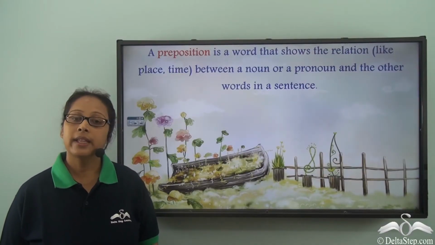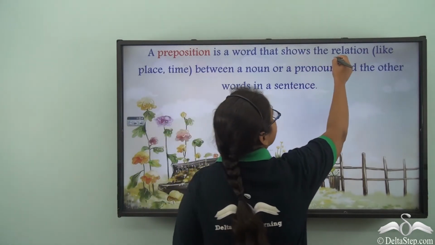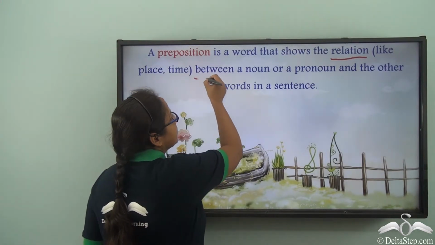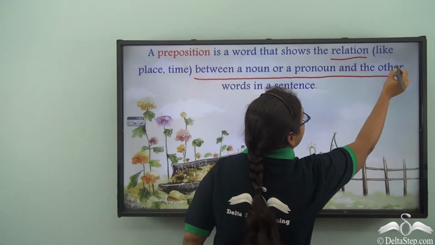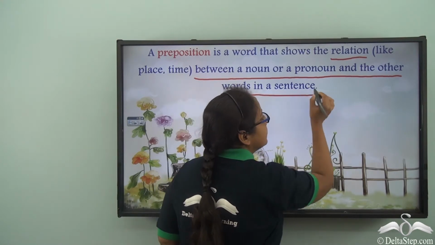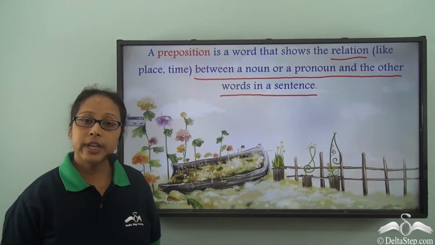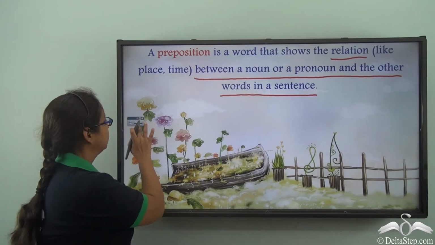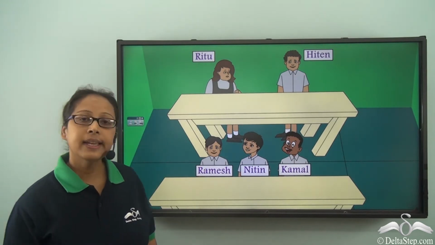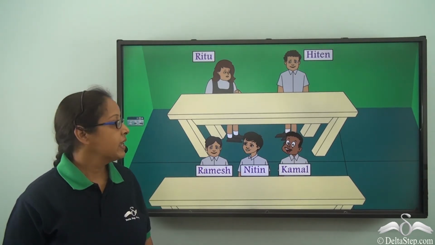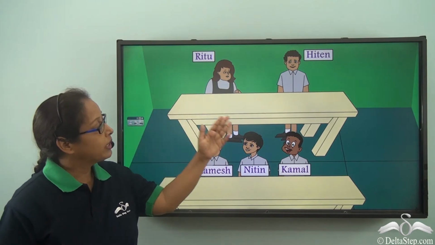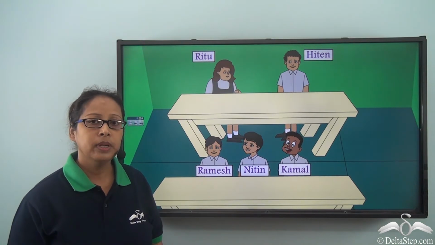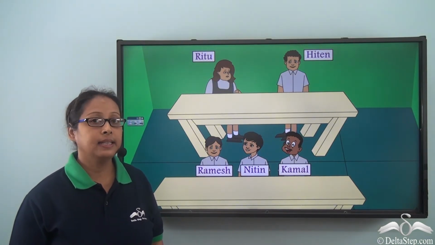Preposition is a word that shows the relation, like place or time, between a noun or a pronoun and the other words in a sentence. Today we are going to learn some more prepositions. Let's have a look. This is a picture of a classroom, and we can see that Ritu, Hiten, Ramesh, Nitin and Kamal are seated in the classroom. Now let's see where exactly they are seated.